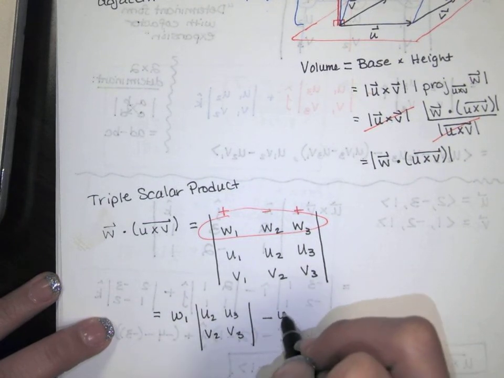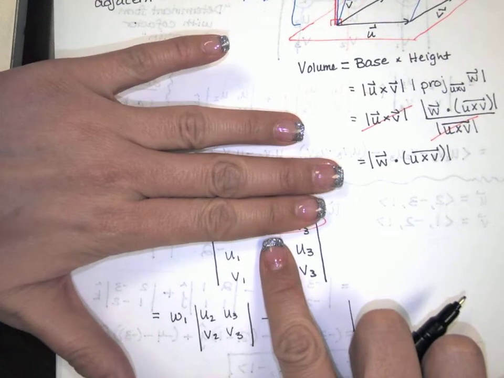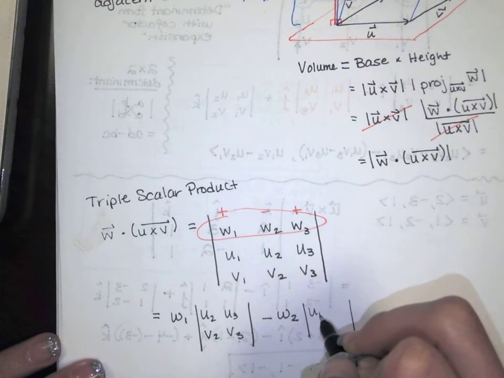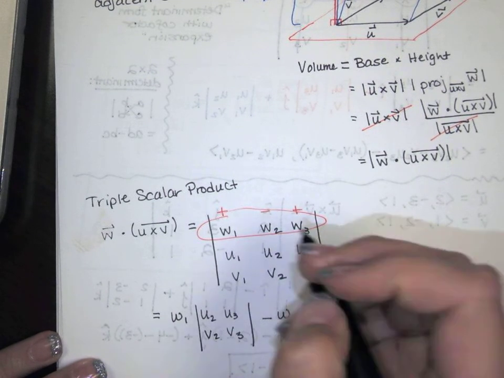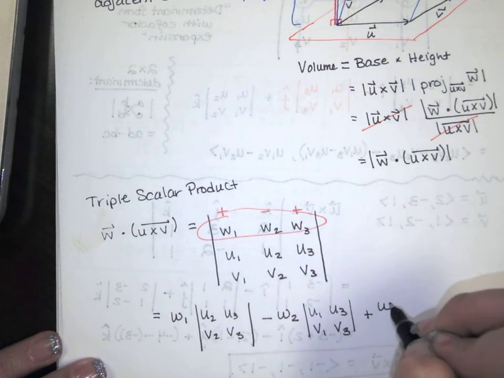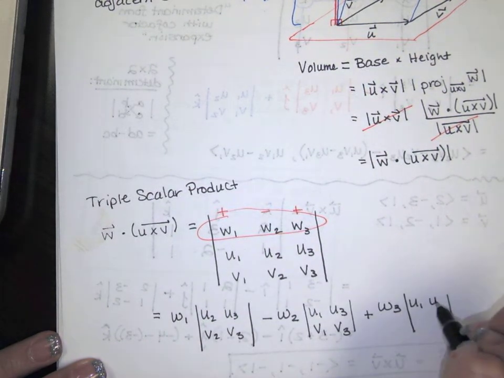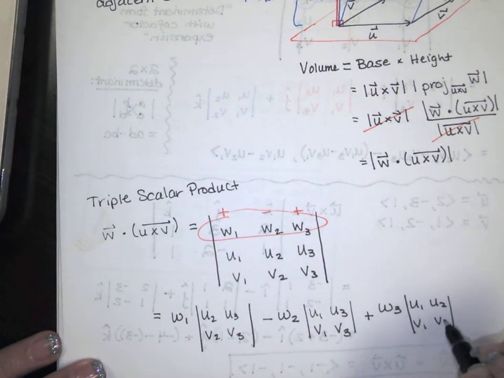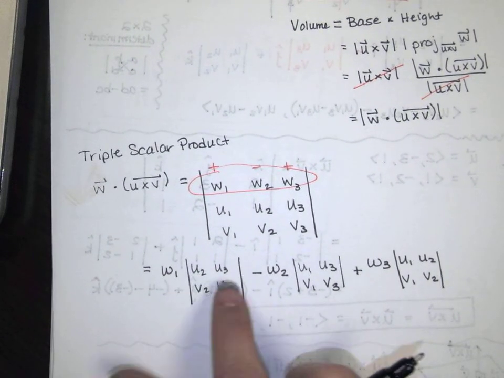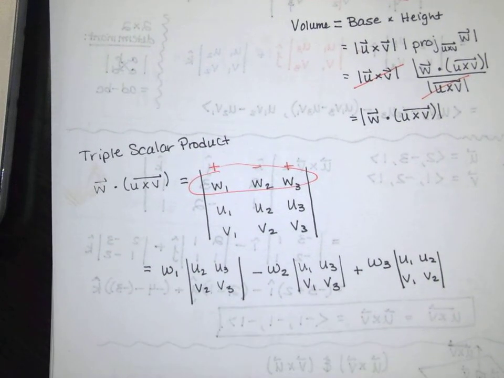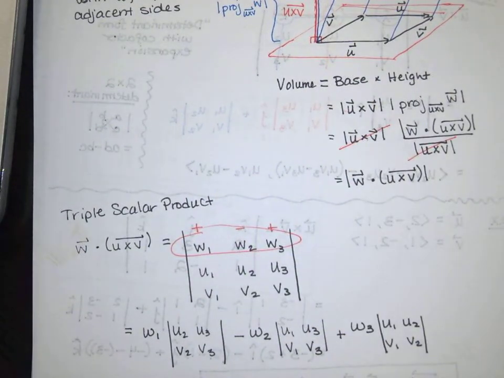And you're going to do minus W2, cross out that row and column, and you're left with U1, U3, and V1, V3. And then cross out this row and column, you have a W3, and then you have U1, U2, V1, and V2. Now I'm not going to go any further, but you can evaluate those 2 by 2 determinants, and then you do a bunch of arithmetic, and you're going to get a number. And the absolute value of that number is the volume of that guy.